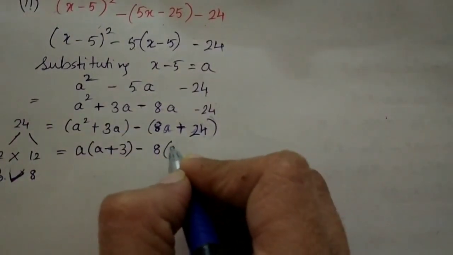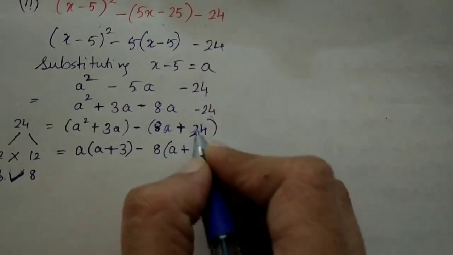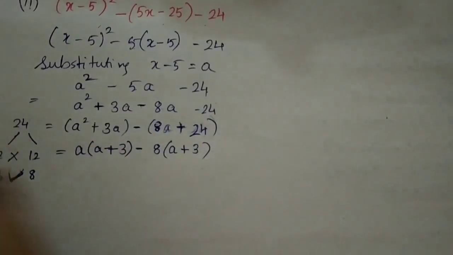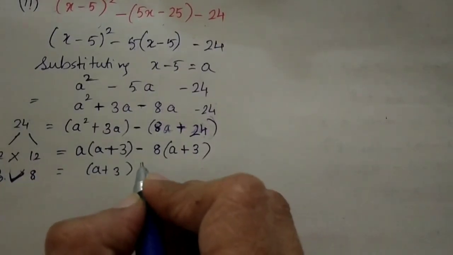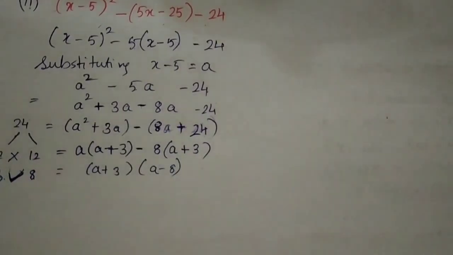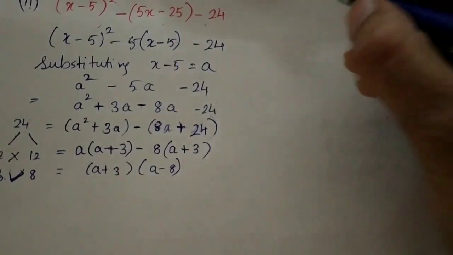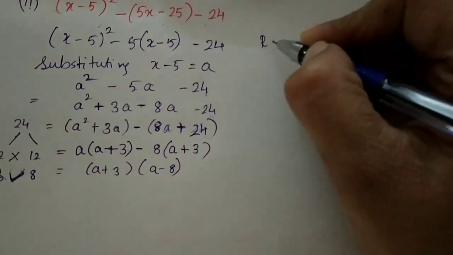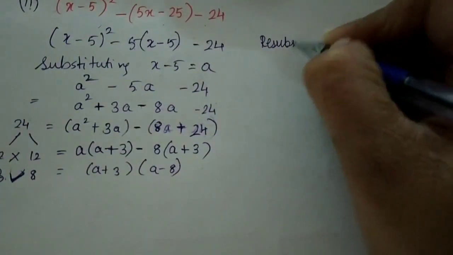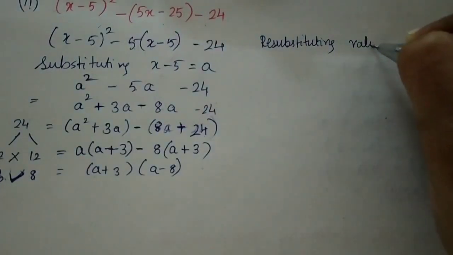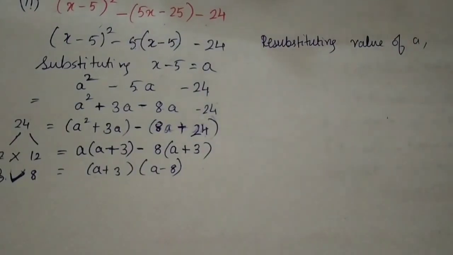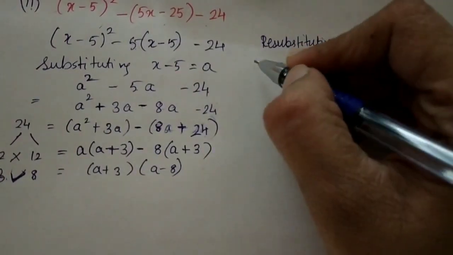And inside the bracket a plus 8 into what gives you 24, children? 8 3s are 24. Now here a plus 3 will be one bracket and a minus 8 will be the other bracket. Yes, but this will not be our answer because our actual question is in terms of x. So we will be resubstituting the value of a.